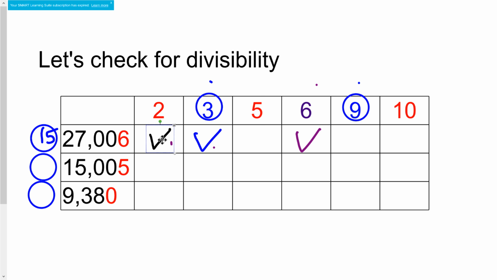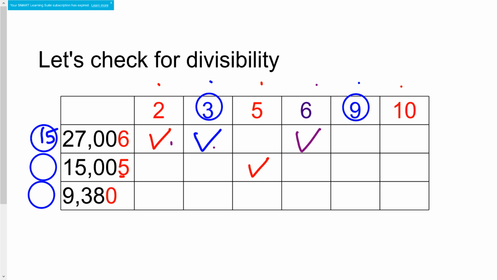Now I'm going to do the same thing with my next number, 15,005. And again, I'm going to check 2, 5, and 10 first. Well, it ends in that 5, so it's not divisible by 2. But since it ends in a 5, it is divisible by 5. Since it does not end in a 0, it's not divisible by 10. I will leave that blank.